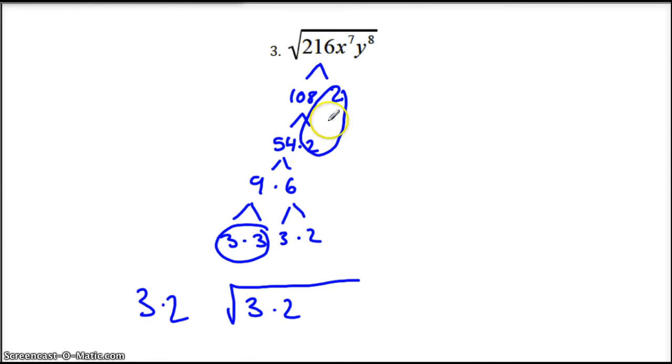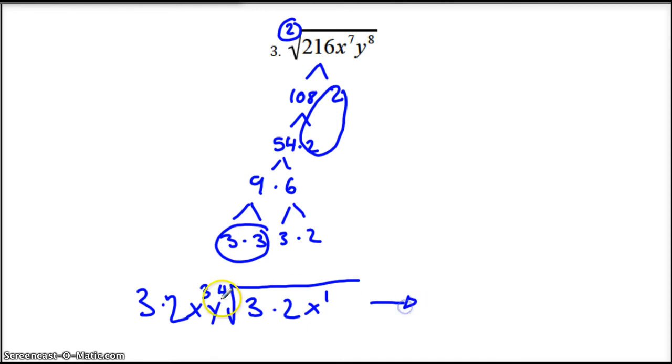Now let's look at what else we got. We go up to the top over here. Remember the index is 2 because that's just implied if it's not written. We do 7 divided by 2. Well, that goes in 3 times with a remainder of 1. And 8 divided by 2 is 4, with a remainder of nothing. So it totally gets out of jail.